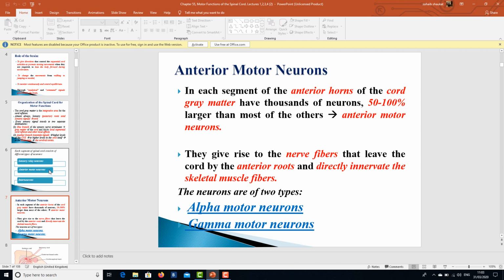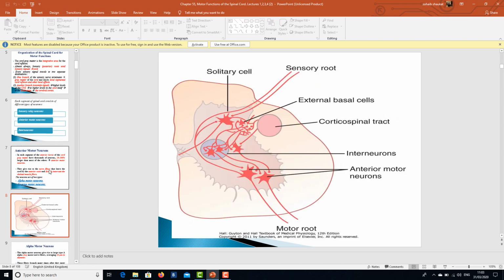They give rise to the nerve fibers that leave the cord by the anterior roots and directly innervate the skeletal muscle fibers. The neurons are of two types: alpha motor neurons and gamma motor neurons. You can see the different types of neurons, the anterior motor neurons, interneurons, etc.